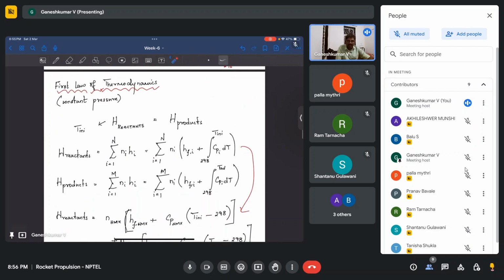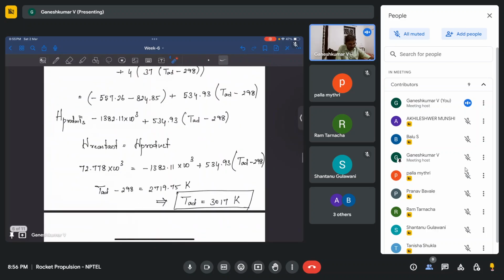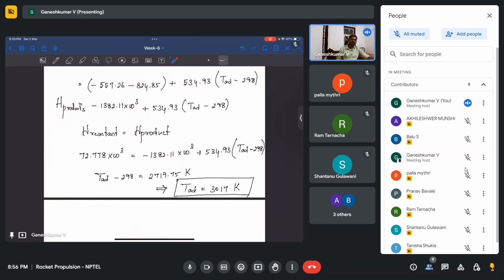So basically, at the end of the day, it's the first law of thermodynamics: H reactants equals H products. If you do that, it is done. That is how you get the adiabatic flame temperature. That is also why it is called adiabatic flame temperature, because the process is adiabatic.